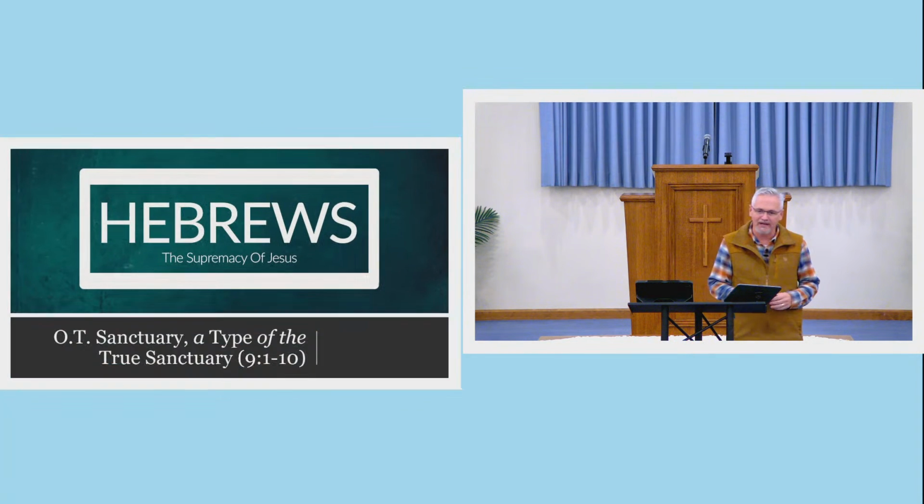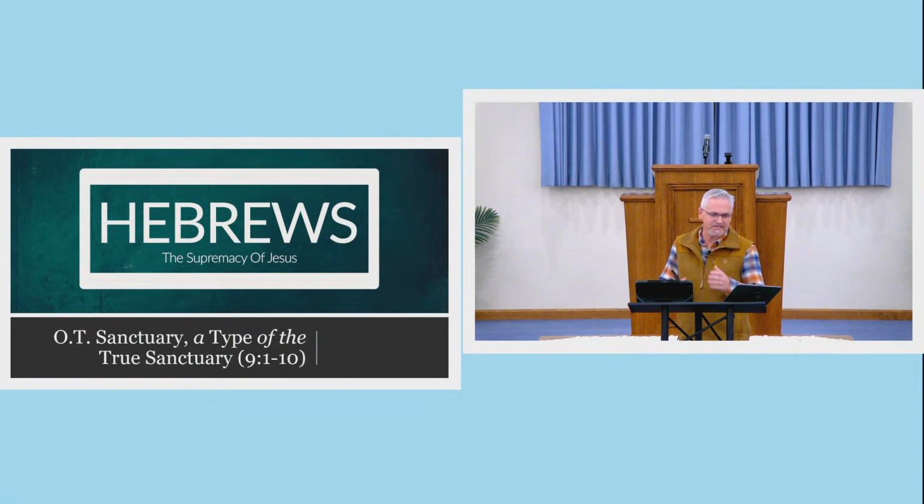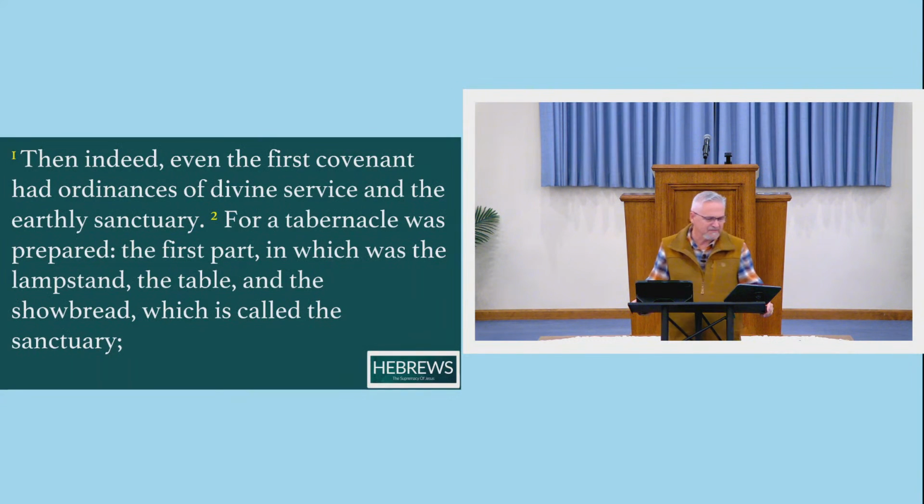So let's get into chapter 9 now. The Old Testament sanctuary is a type of the true sanctuary, verses 1 through 10. "Then indeed, even the first covenant had ordinances of divine service and the earthly sanctuary. For a tabernacle was prepared, the first part, in which was the lampstand, the table, and the showbread, which is called the sanctuary." And so verses 1 and 2 give us the opening statements of this particular chapter.